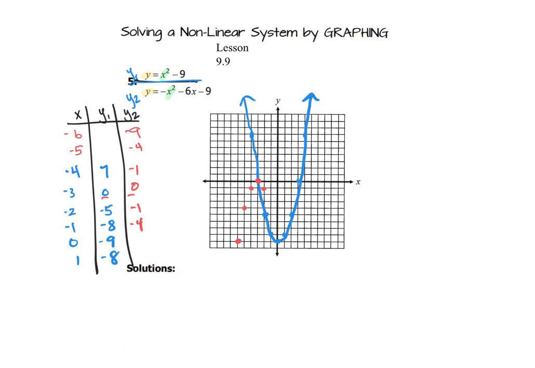So we're going to go down here, -1, -4, getting close. And then we have 0, -9. So you can see that they are right on top of each other, and those y values are matching up again. And then connecting our points.